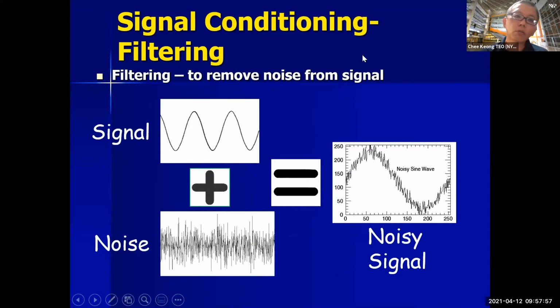Now, let's go through a little bit of theory on the signal conditioning filtering. Filtering, as we know, is needed when we have a signal and noise mixed together, giving you a noisy signal, right? That is basically looking at the time domain. If you try to eliminate the noise from the signal in the time domain, it looks very difficult. It's almost impossible.